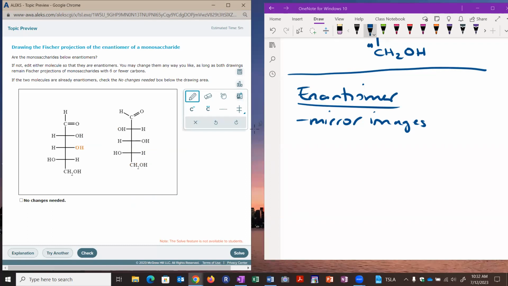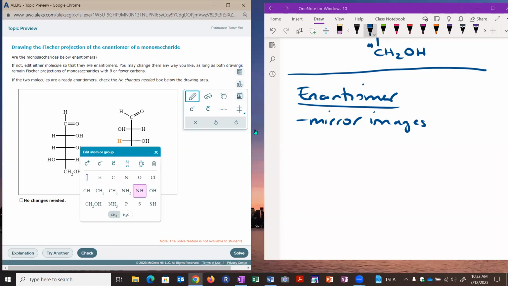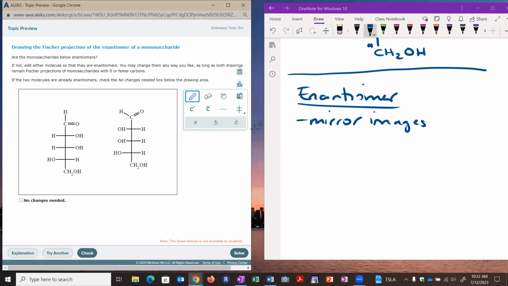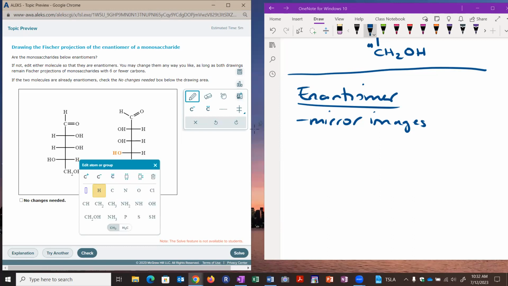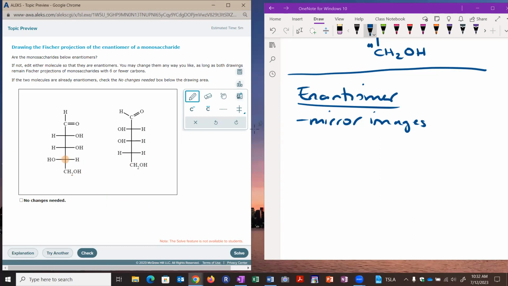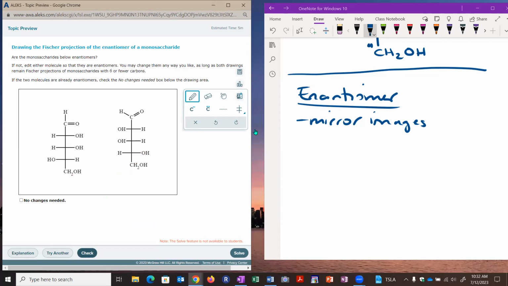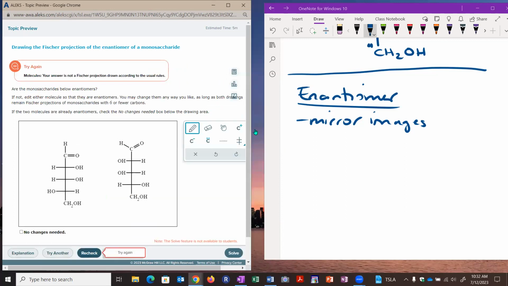Similarly here, OH to the right should be an OH to the left, and we'll change the other side to an H. And here now we have an H to the right, so this should be an H to the left. We'll put the OH to the left side on this carbon, and it should be to the right side on this one here. If we check there, hopefully you can see that those are mirror images of each other.